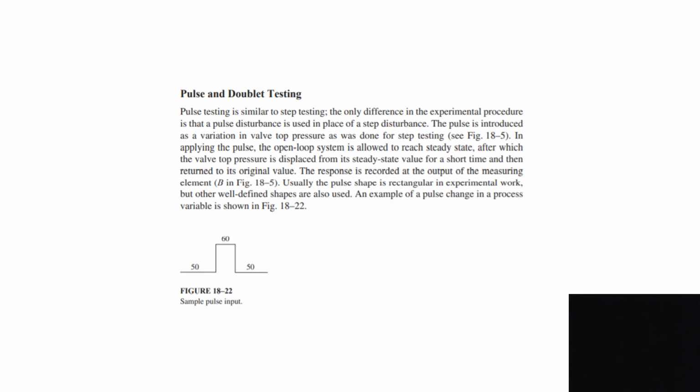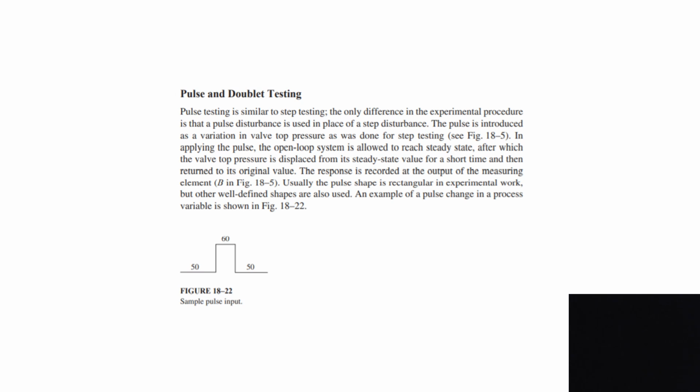Okay, so here the pulse is introduced as a variation in the well top pressure, as was done for step testing. Once the open loop system is allowed to reach the steady state, after which the well top pressure is displaced from the steady state for a short time, then returned to the original value. Okay, so here the pulse is a rectangular shape in the experiment.